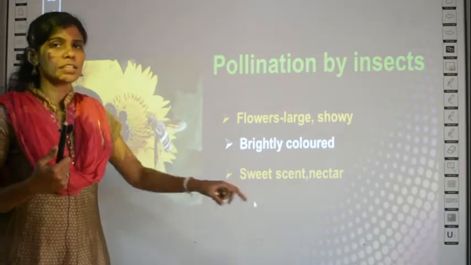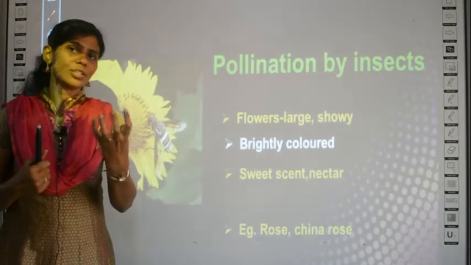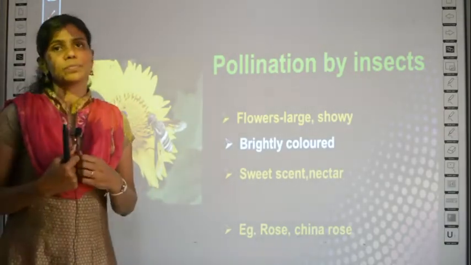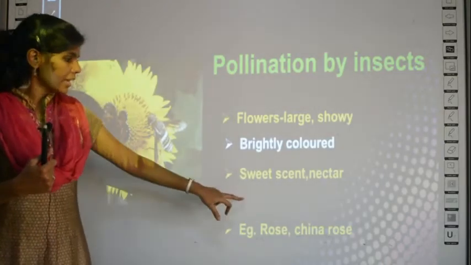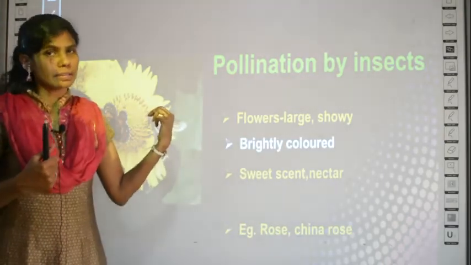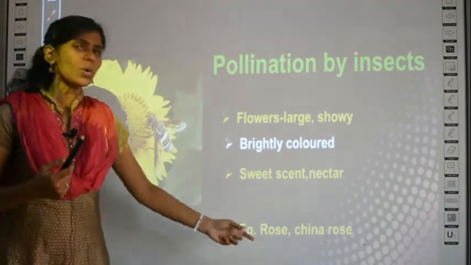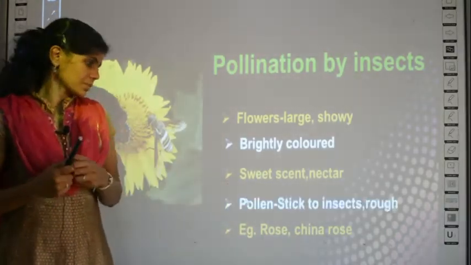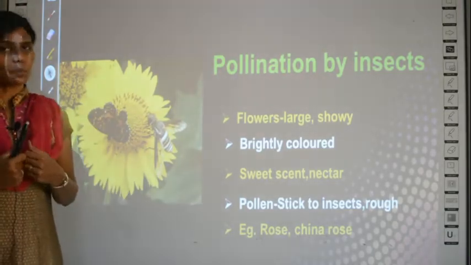they have nectar. What is nectar? The fluid which is sweet in nature in the flower. What the honey bee collects, that is the nectar. So, examples of flowers where insect pollination happens are rose and China rose. Here the pollen grains usually, so how does the pollination process happen?